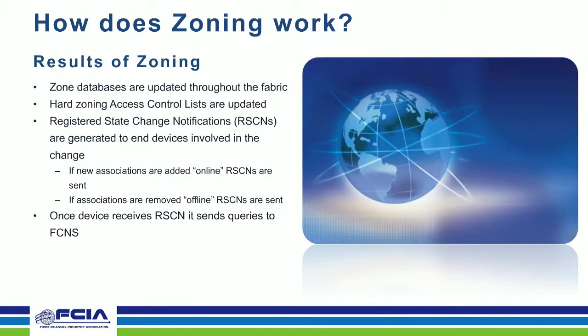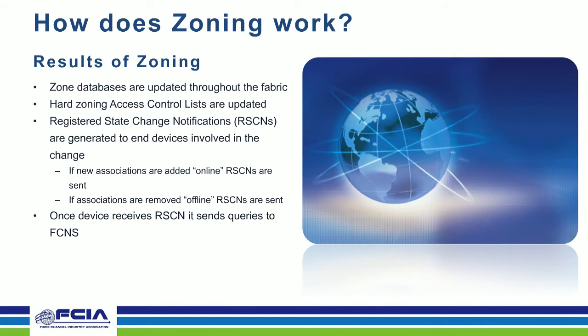Okay, so we've created our zone configuration. We've distributed it and activated it across all switches in the fabric. So what happens now? What are the after effects of applying zoning? The zone databases are updated, as we just discussed. And the hard zoning ACL, access control lists, are updated. And then the RSCNs, or registered state change notifications, are generated to end devices.